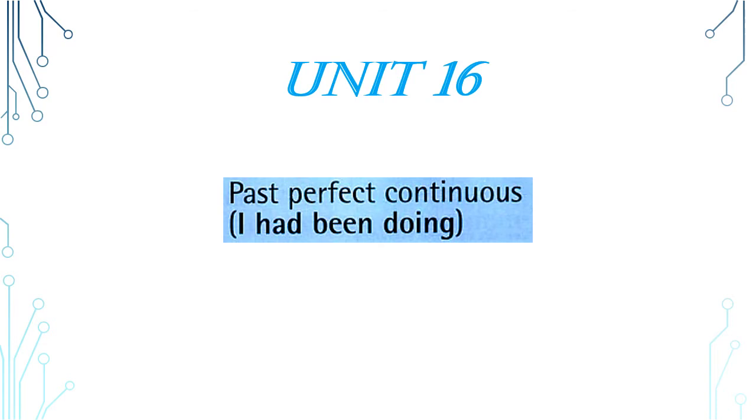Now, let's turn to Unit 16. Past perfect continuous. I had been doing, running, studying, sleeping, writing, reading, swimming, walking, and so on. So we have the main verb plus ing. I had been, and this is used with all the pronouns and nouns: I, you, we, they, he, she, and it, and all numbers or names, singular and plural.